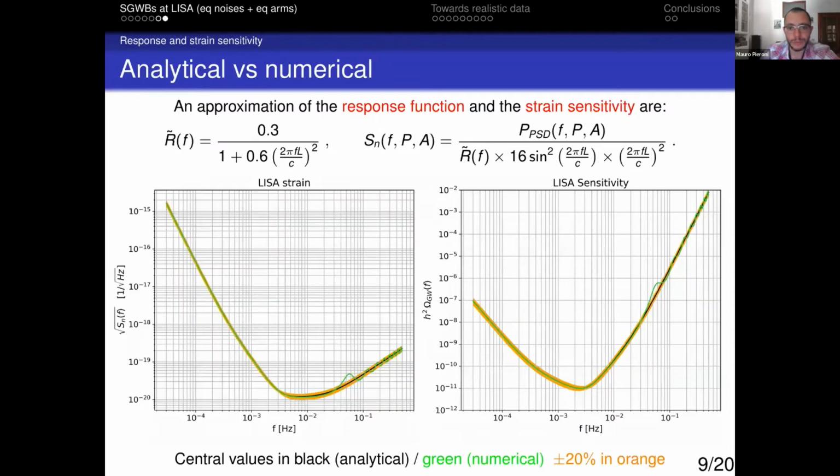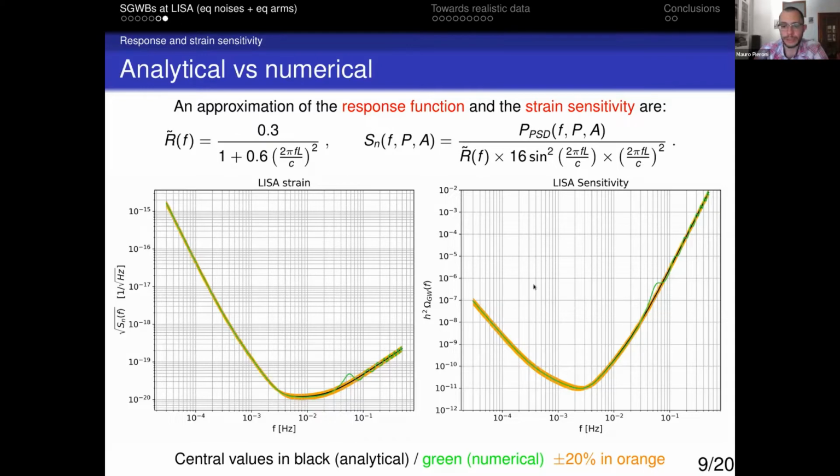Now that I have the response, I'm able to compute the sensitivity just by dividing the PSD by the response. This is what I'm showing in the left plot here. In particular, in green I'm showing the full numerical response. In black, I'm showing an analytical approximation obtained by expressing the geometrical part as this very simple function. And in orange, I'm showing you how much the noise level changes if I allow for 20% variation in the two noise parameters. As you can see, analytical and numerical match quite well. Actually, they match within this 20% range for the noise parameters.